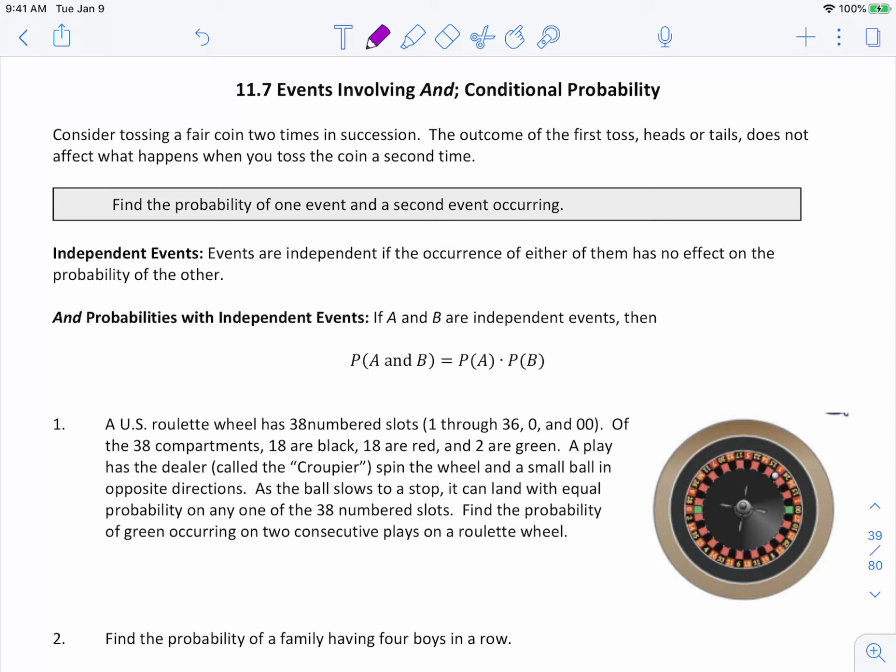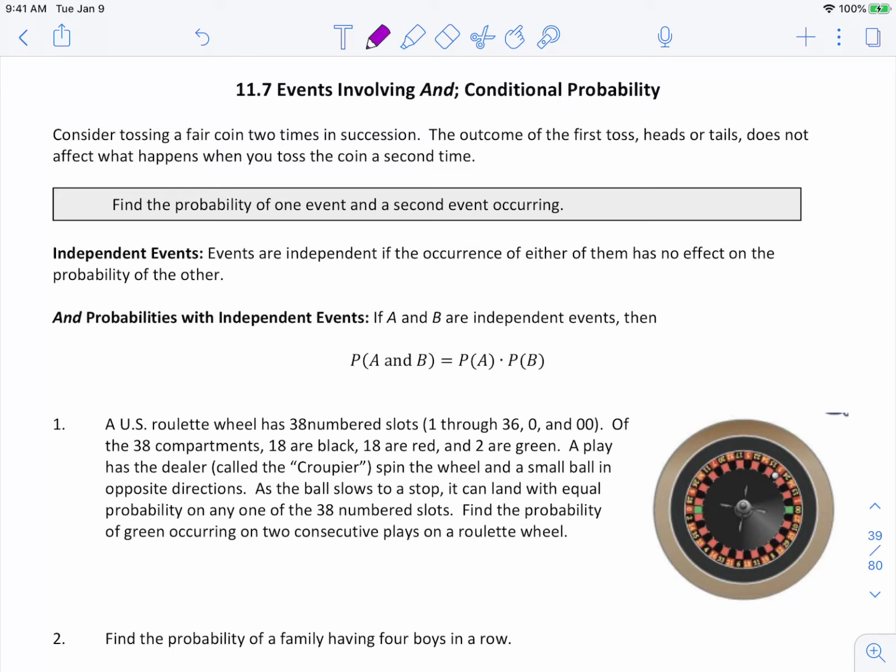Hello! Today we're doing notes on 11.7, events involving "and" and also talking about conditional probability. Consider tossing a fair coin 2 times in succession. The outcome of the first toss, heads or tails, does not affect what happens when you toss the coin a second time. So we're going to find the probability of one event and a second event occurring.